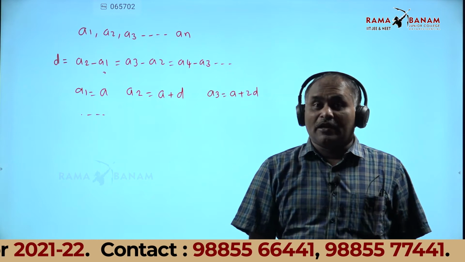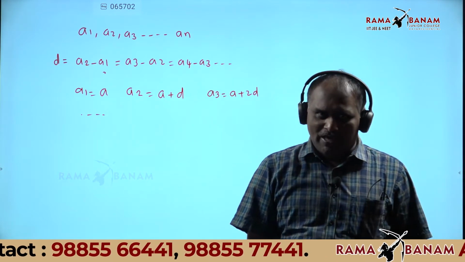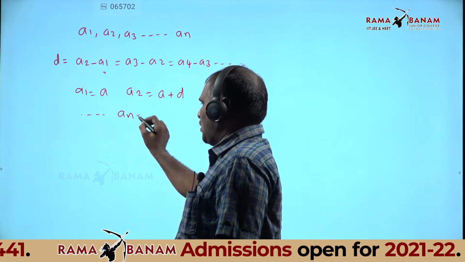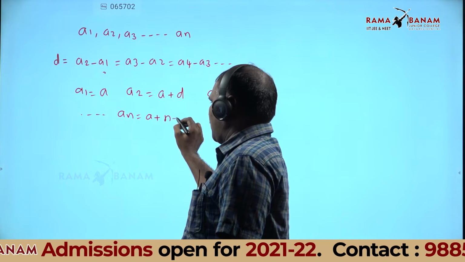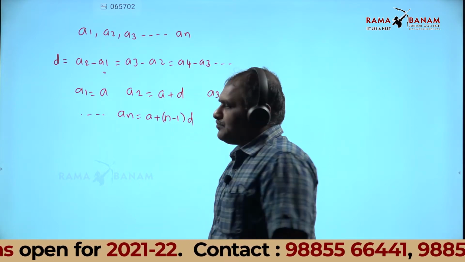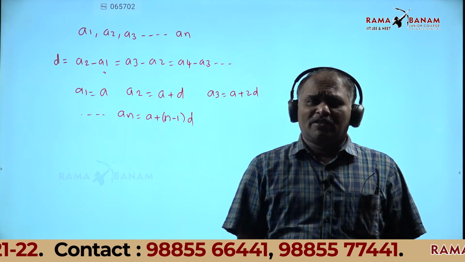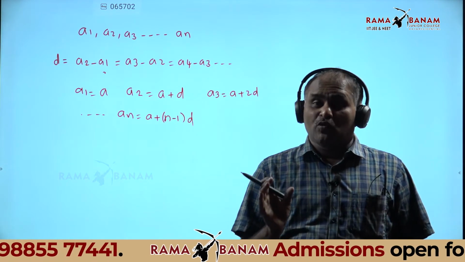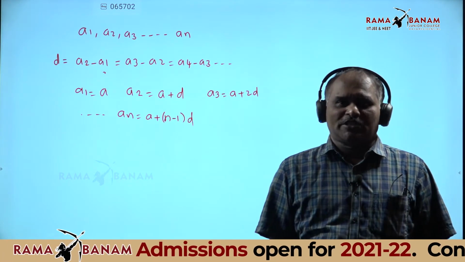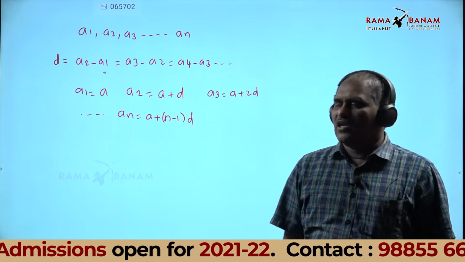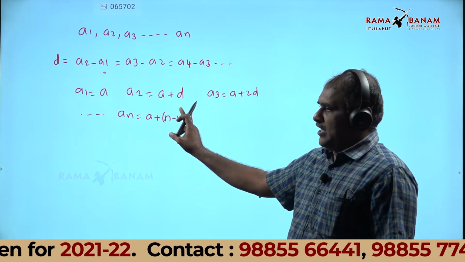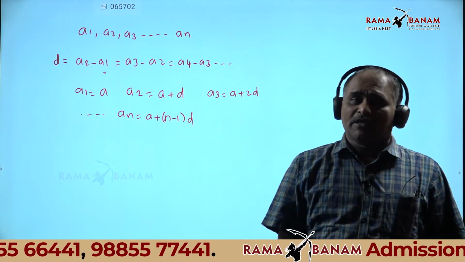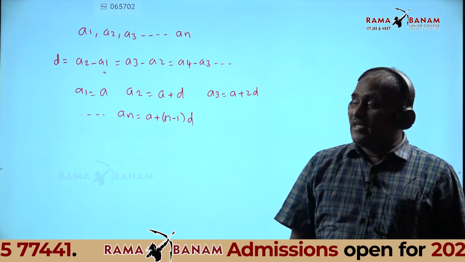What is the general term? The general term is called the nth term. What is the nth term? An is equal to A plus n minus 1 into D. Therefore, the nth term of a sequence in arithmetic progression is A plus n minus 1 into D. In arithmetic progression, the first term is A, the second term A plus D, the third term A plus 2D, etc.